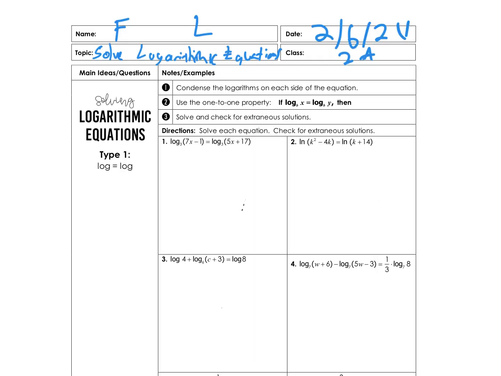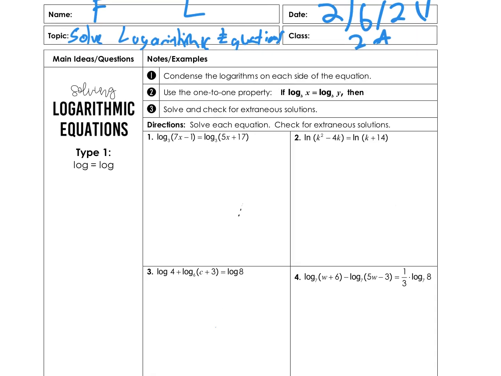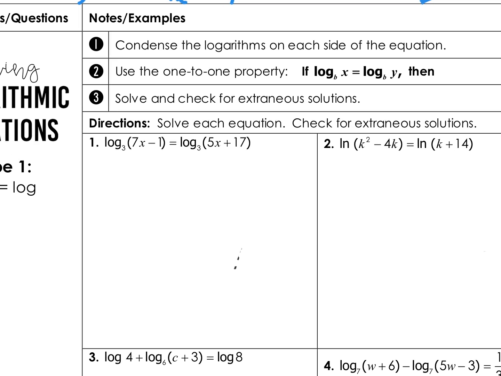Okay, now that we've solved some exponential functions, let's solve some logarithmic equations. That's what I meant about the exponential. They were equations because there was an equal sign, and sometimes you had something on both sides of the equal sign. Sometimes you just had zero.